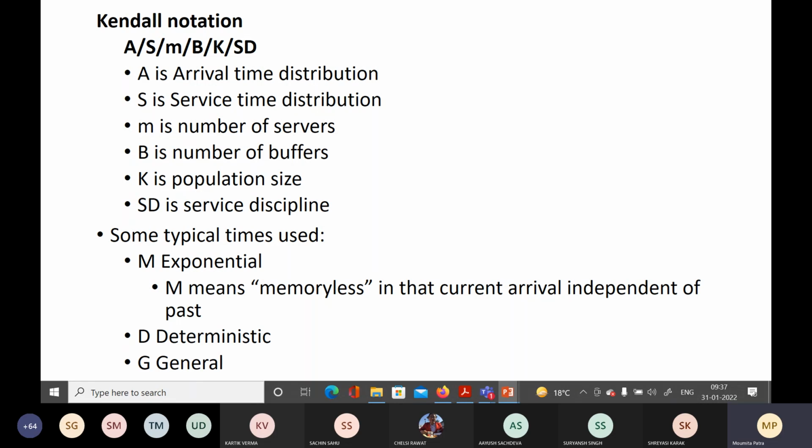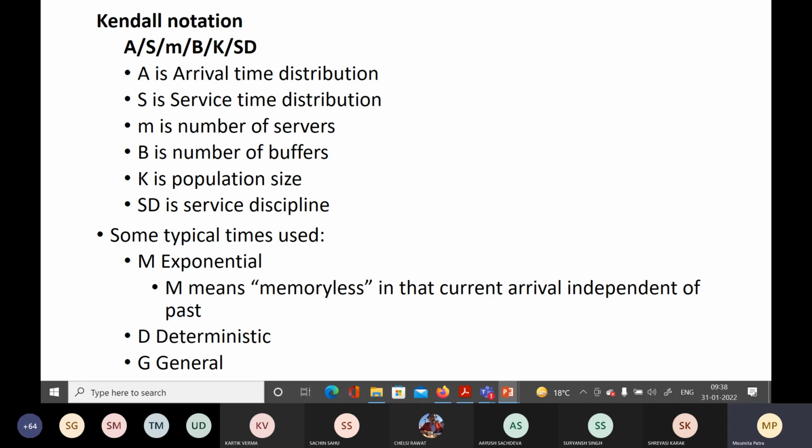Now how do we represent arrival time distribution, service time distribution, etc.? A and S are replaced by symbols representing distributions. Some very common distributions are given like this. First is M, some typical distributions that are used to represent arrival and service time distributions. M is representing exponential distribution here. Why is it M? Because it holds the memoryless property.